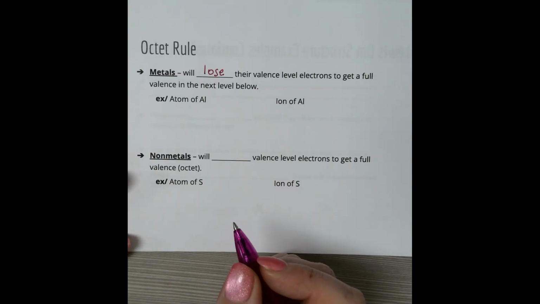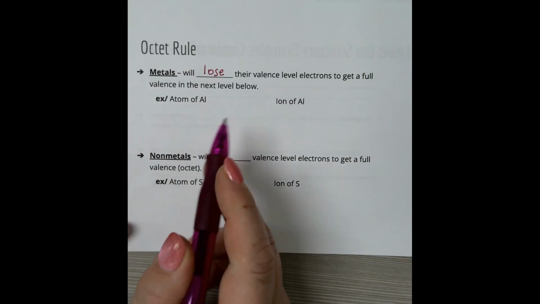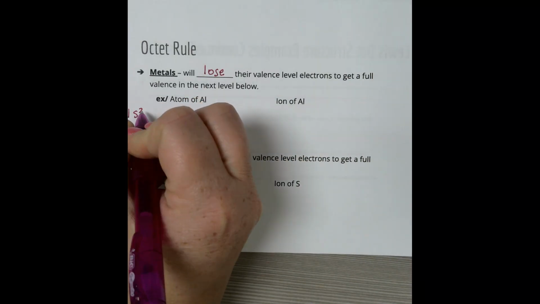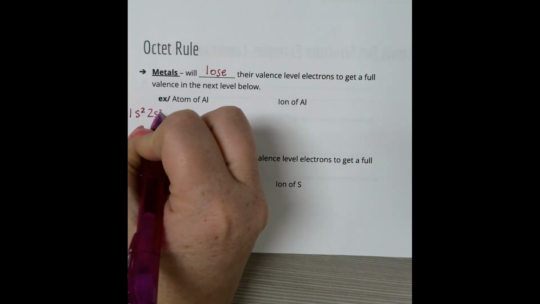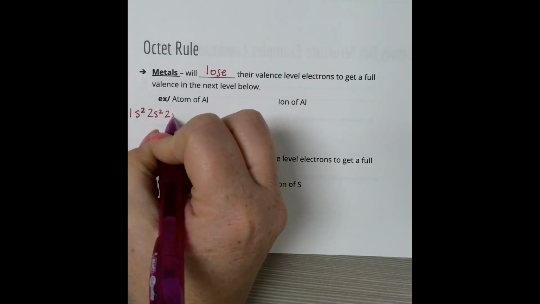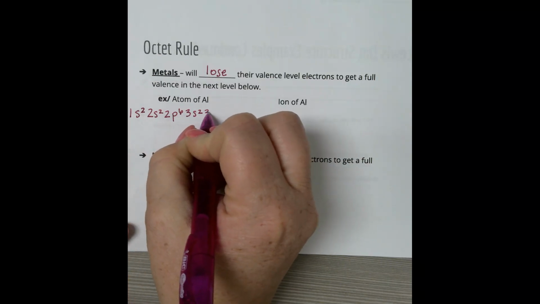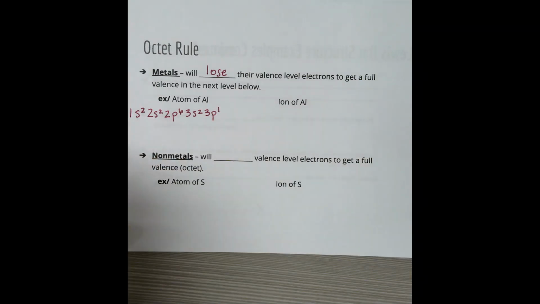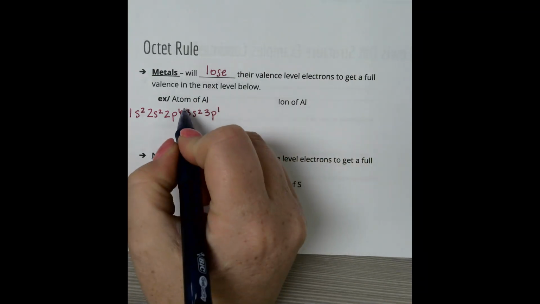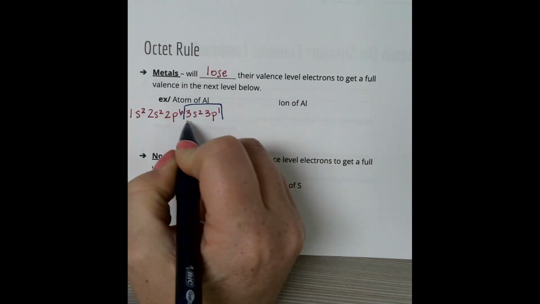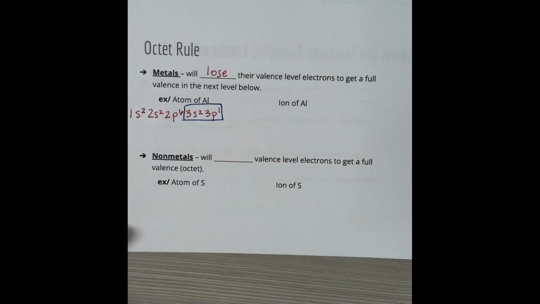So let's take an example of aluminum. If I write out the notation of aluminum: 1s2, 2s2, 2p6, 3s2, 3p1. Remember that our valence electrons are those in the outermost energy level. So our outermost energy level is 3s2, 3p1. So we have 3 valence electrons.